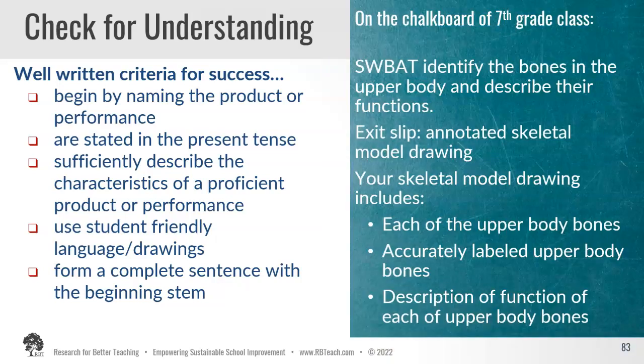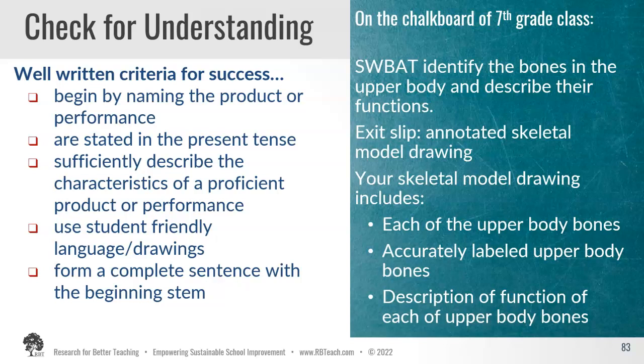So on the chalkboard of a 7th grade class, that SWA, that means students will be able to. So the teacher writes, students will be able to, and I would encourage teachers to write, students will be able to out, or you will be able to out instead of using those initials. Okay, so the objective was identify the bones in the upper body and describe their functions. And the exit slip is an annotated skeletal model drawing.